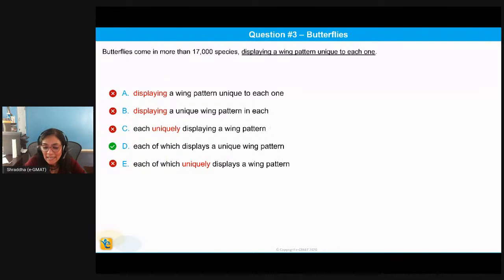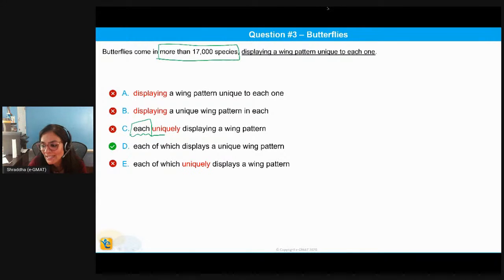Okay. Choice B again is incorrect for the very same reason, because it again says displaying a unique wing pattern in each. So comma plus verb-ing is again incorrect in choice B. Choice C now changes the structure of the sentence, and hence the meaning of the sentence is also altered here. Now it does not use comma plus verb-ing modifier. It uses each uniquely described. The usage of this each is actually correct, because now it talks about more than 1700 species.